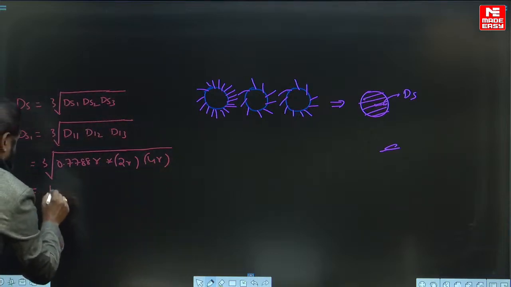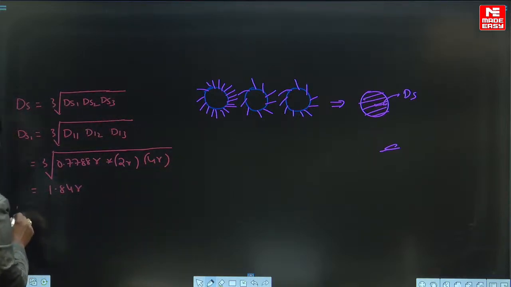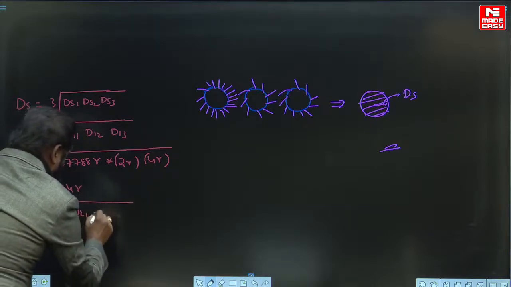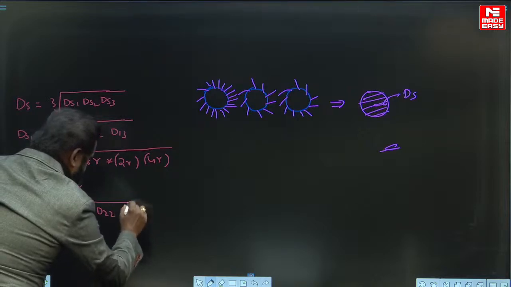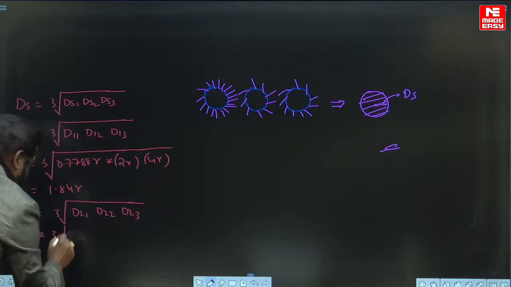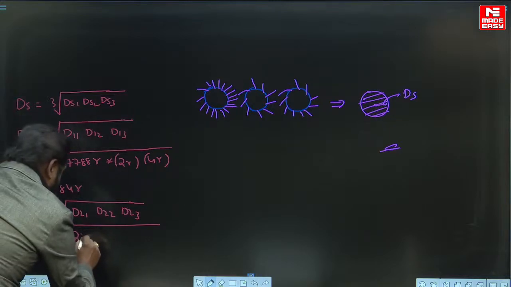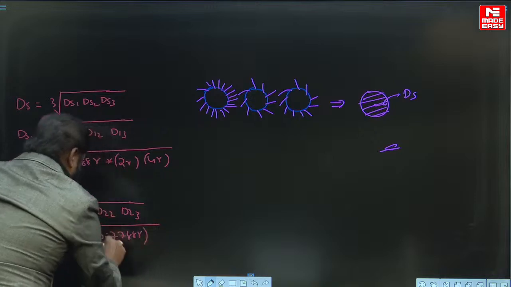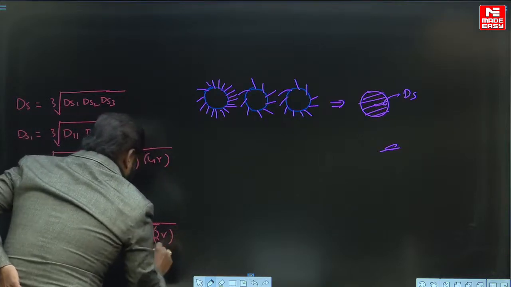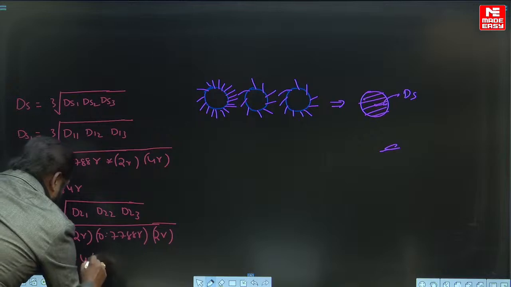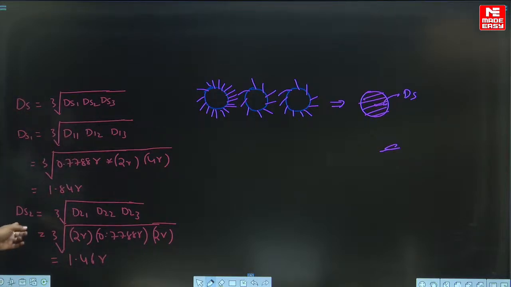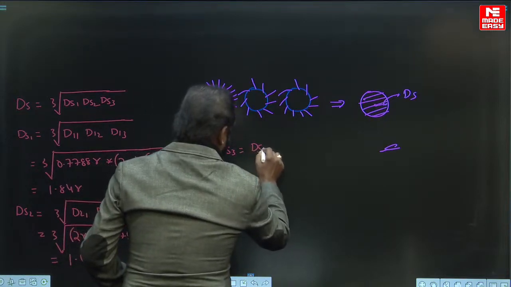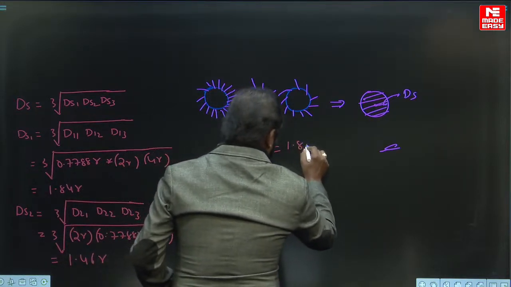So this equals 1.84 r. And ds2 is equal to the cube root of d21, d22, d23. d21 is 2r, d22 is 0.7788 r, and d23 is 2r. So this equals 1.46 r. And ds3 is equal to ds1, that is 1.84 r.